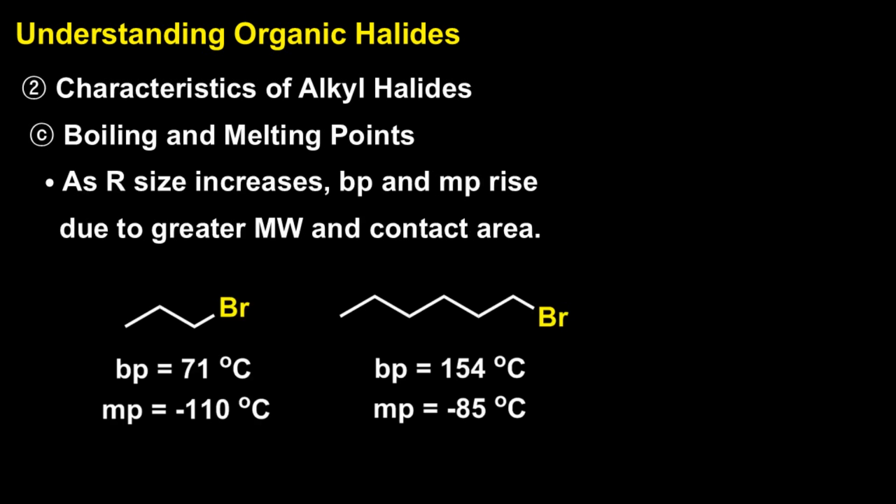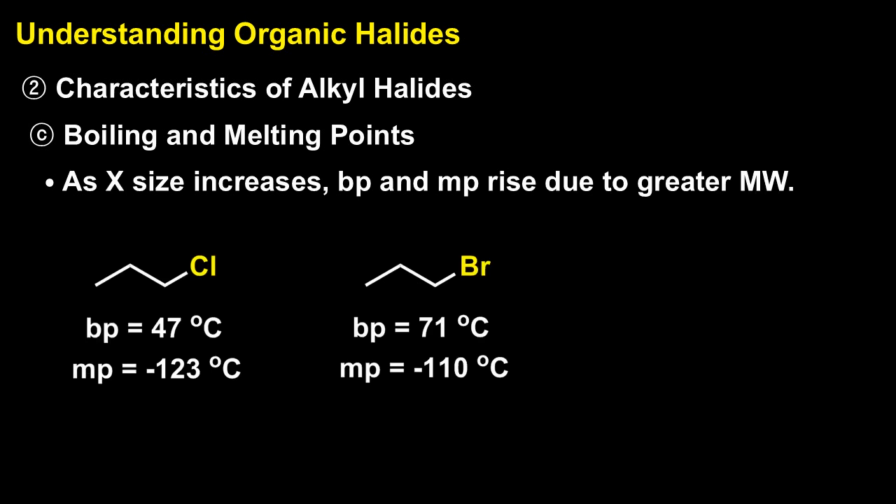What happens when the alkyl chain gets longer? Both boiling and melting points go up. Longer chains mean more surface area and higher molecular weight, which leads to stronger dispersion forces. So if you compare a small bromoalkane to a larger one, the bigger one always boils and melts at a higher temperature. Simple rule: bigger molecules stick together more.